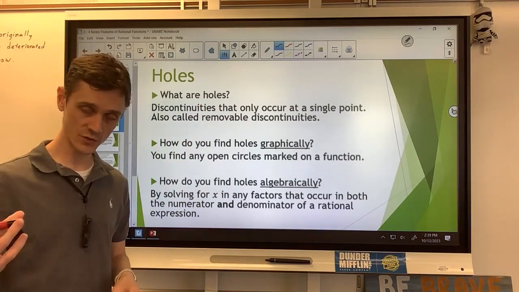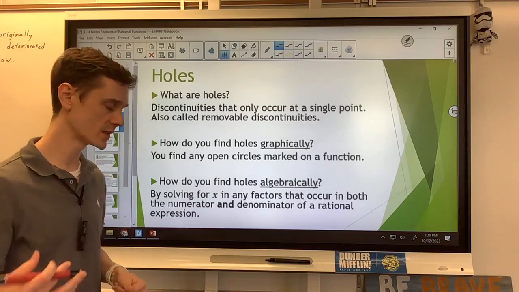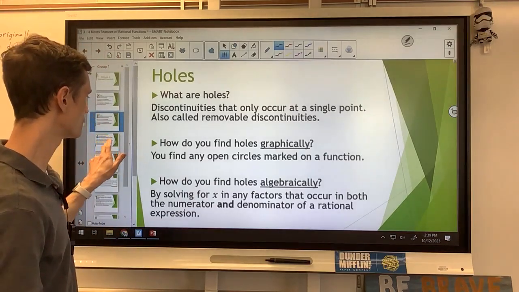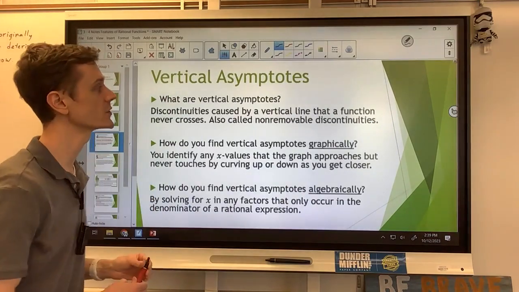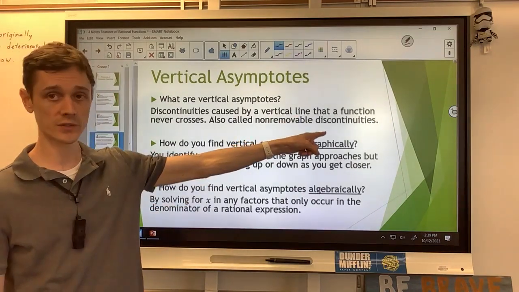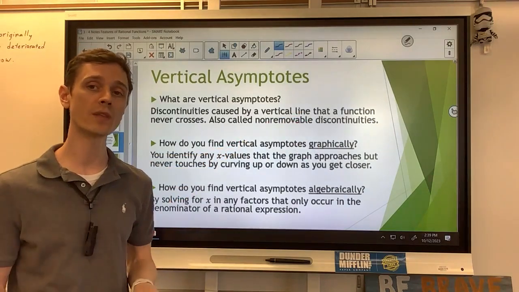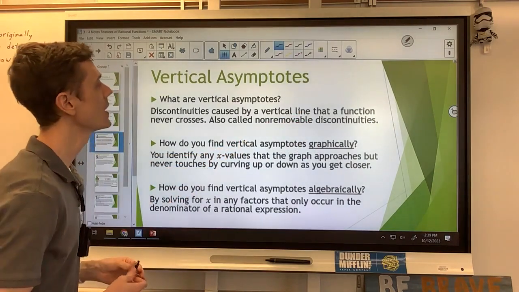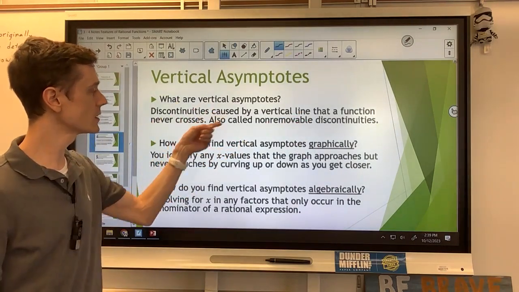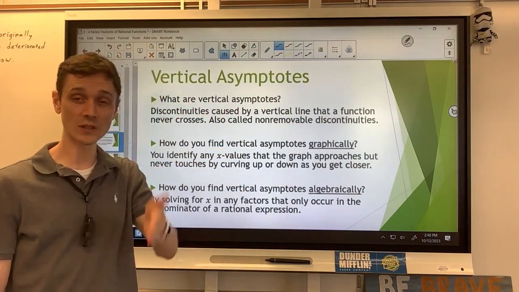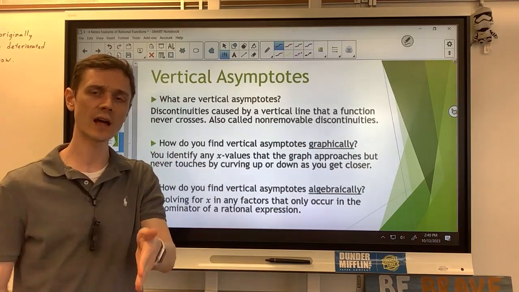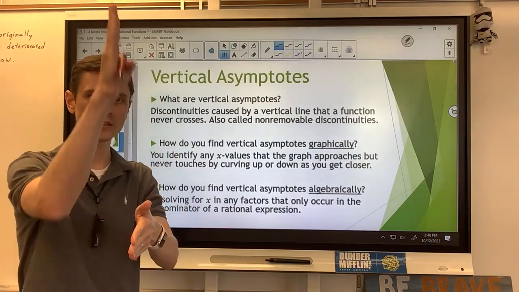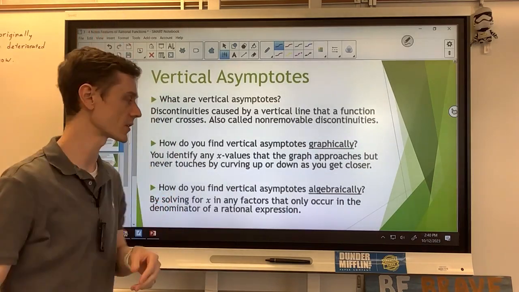So look for the factors on the numerator and denominator that match, and then set those factors equal to 0 and solve them. A very similar process is used for the vertical asymptotes. These are sometimes called non-removable discontinuities because there's not a way to remove that part of the rational expression. So vertical asymptotes are discontinuities caused by a vertical line on the graph. You'll see kind of like an invisible line, or sometimes it's marked with a dotted line, that the function approaches but does not touch. It always gets closer and closer to it but never crosses it.